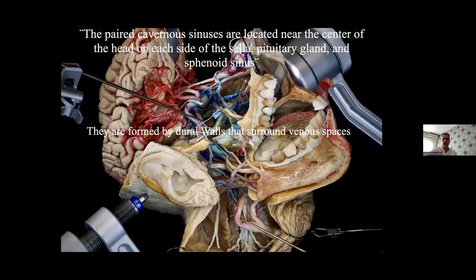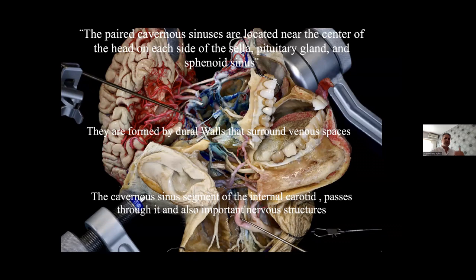So the cavernous segment of the internal carotid artery passes through it, and also very important is the neural component. That's the reason why we will describe the nervous structures inside the cavernous sinus. We need to know not just the vascular contents inside, but also the neural structures and the connection between both sides of the cavernous sinus. That's the reason why I think the dissection in the laboratory and the knowledge of the anatomic details of the cavernous sinus, in order to apply it for surgery, is crucial at the moment of analyzing one case in real life, of course.